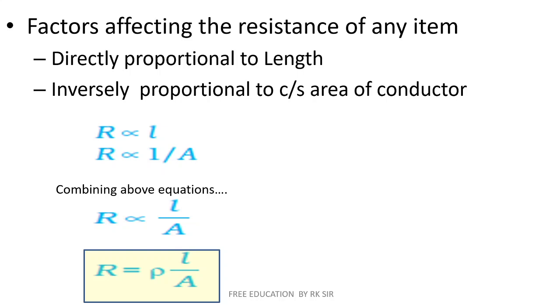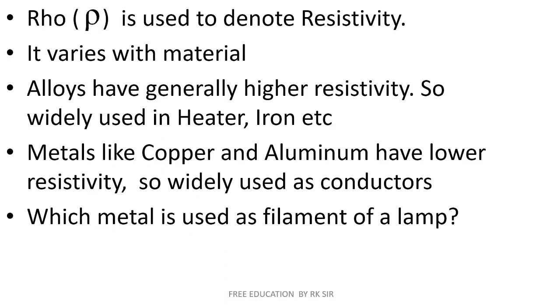So mathematically we may say resistance is directly proportional to the length of the conductor but inversely proportional to the area of the conductor. Summarily we may write R is directly proportional to L and inversely proportional to A, and if we remove the proportionality, we get a constant, that is rho. So R is equal to rho L by A, where rho is a constant for any material. Rho is used to denote the resistivity.